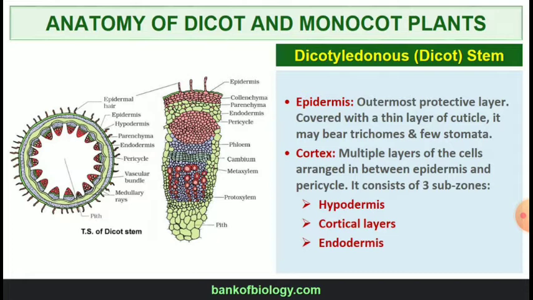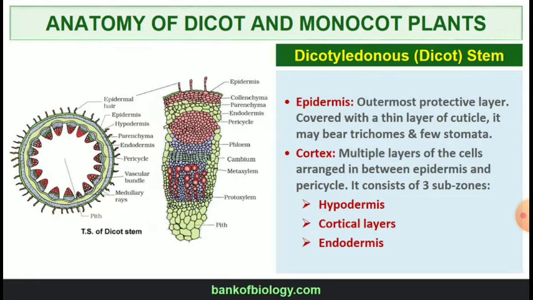The section TS of a dicot stem and a monocot stem. While observing in the microscope, you can observe this type of structure. This is an enlarged form of the dicot stem TS. You can observe over here it consists of the epidermis, which is the outermost protective layer covered with a thin layer of cuticle. The cuticle was absent in the case of root.